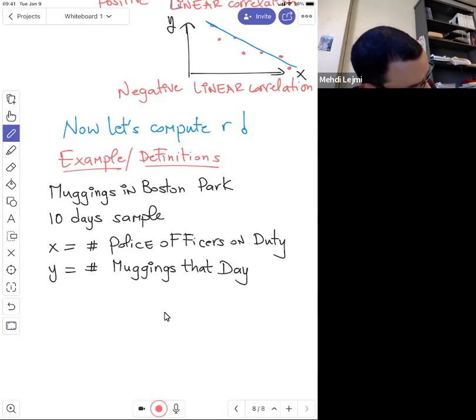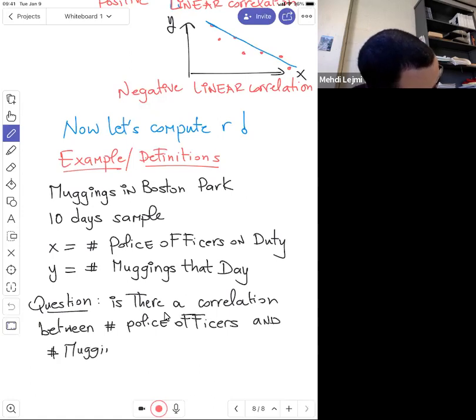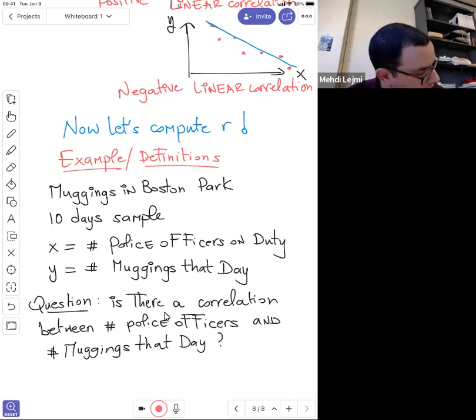So the question is: is there a correlation between the number of police officers and the number of muggings that day? Okay. Now, let's say we have the following data.